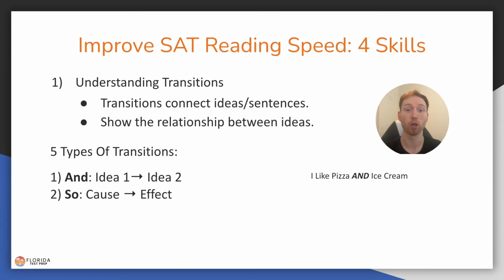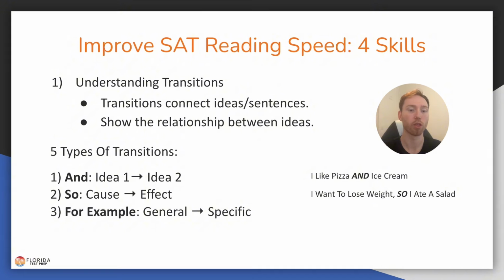Next, we have so. This implies cause and effect. So, I want to lose weight, so I ate a salad. Me wanting to lose weight caused me to eat the salad. That's the effect of so. 3, for example. This is when you go from very general to very specific. I love burgers. For example, McDonald's Big Mac. I went from all burgers in the entire world to a very specific example of the McDonald's Big Mac.